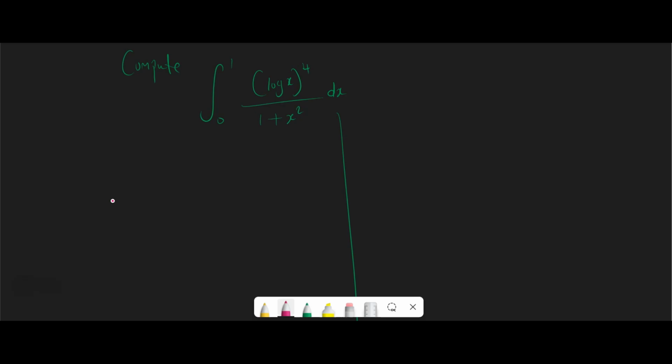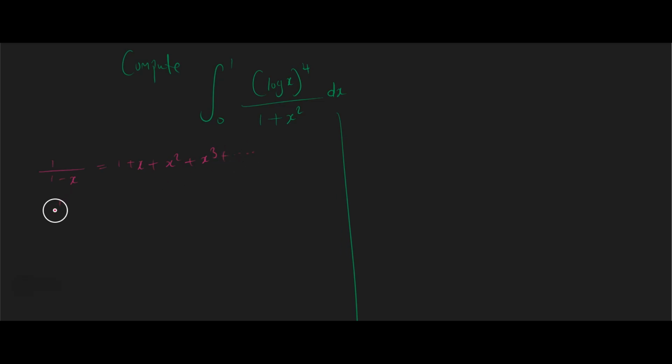Today in this video we're going to try to find the integral from 0 to 1 of log of x to the fourth power, all divided by 1 plus x squared dx. To begin with, let's recognize that we can write 1 over 1 minus x to be the sum 1 plus x, then plus x to the second, plus x to the third, and so on.